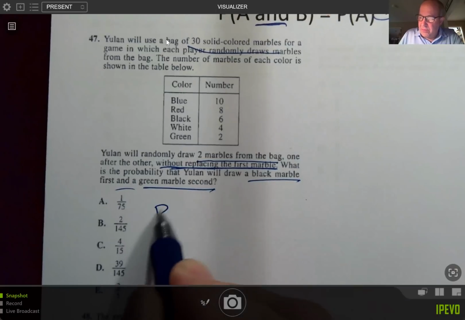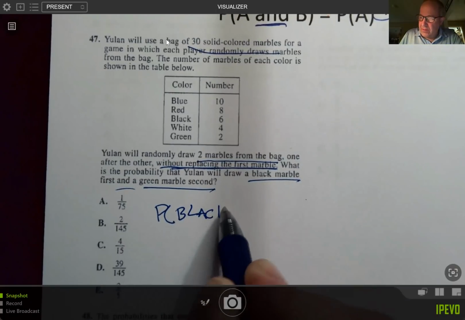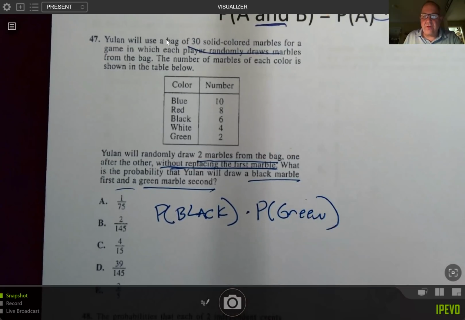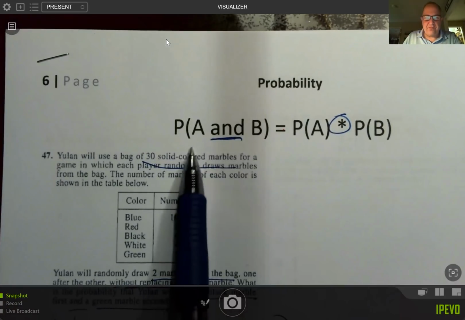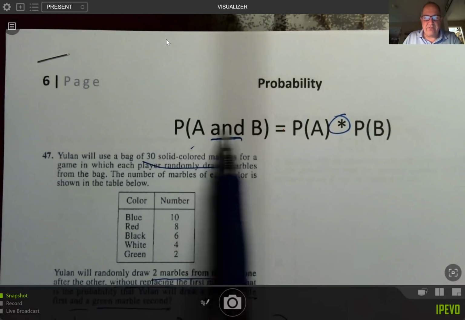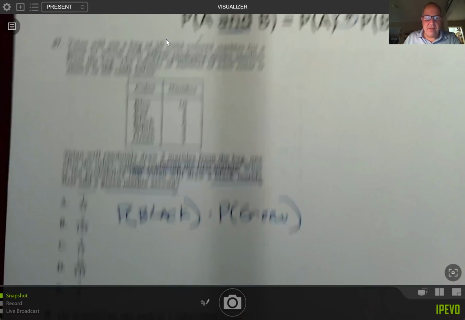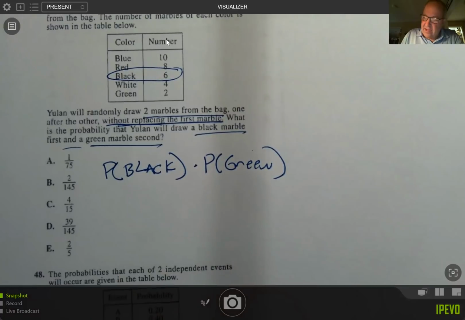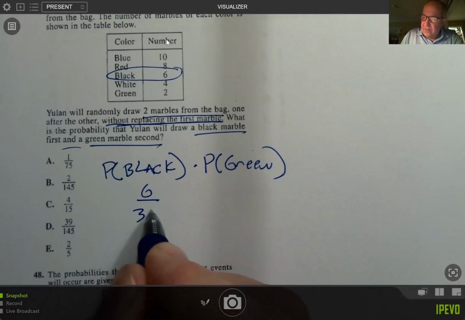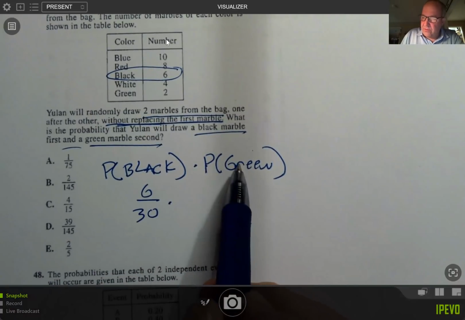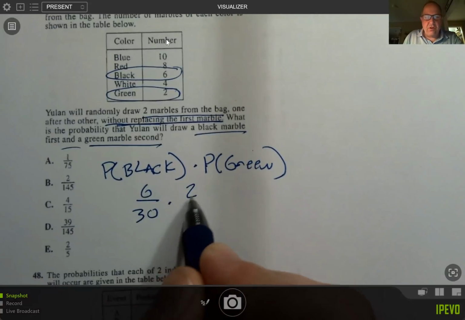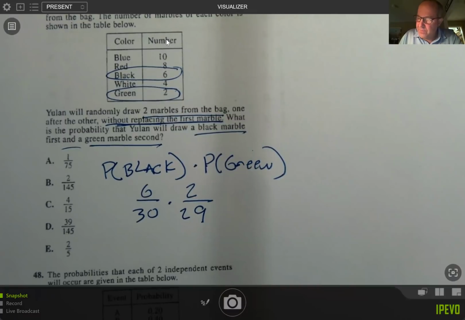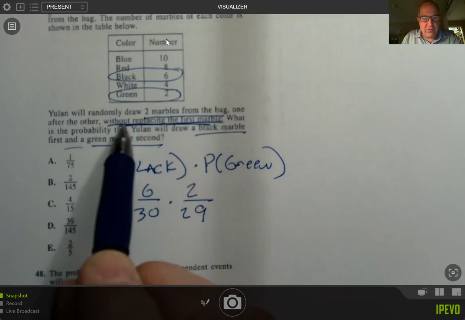So the probability of black times probability of green, because that's what our formula for probability says. The probability of 2 things happening is the product of each of those probabilities. Now, the probability of drawing a black marble, we can look, is 6 out of 30. And the probability of drawing a green marble, well, there's 2 green marbles, right? But there's no longer 30, right? There's going to be 29 of them because, again, it says without replacing the first marble.